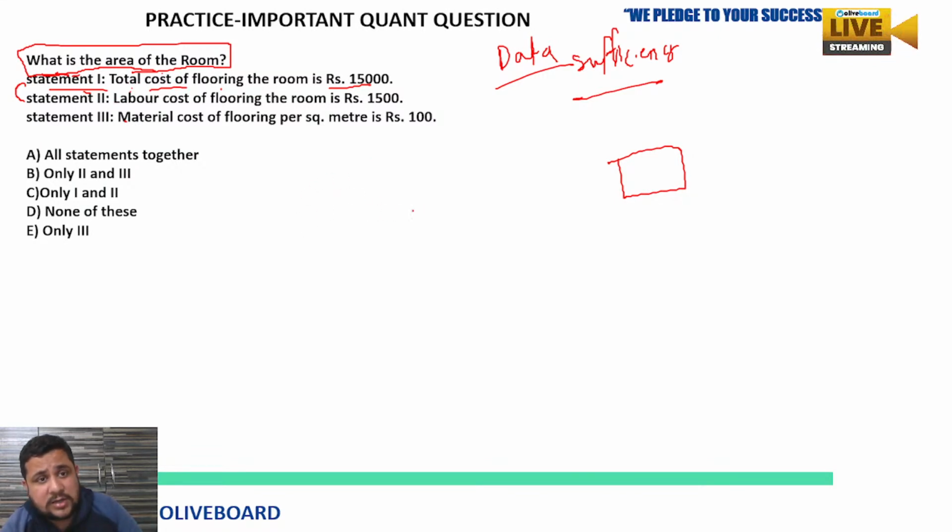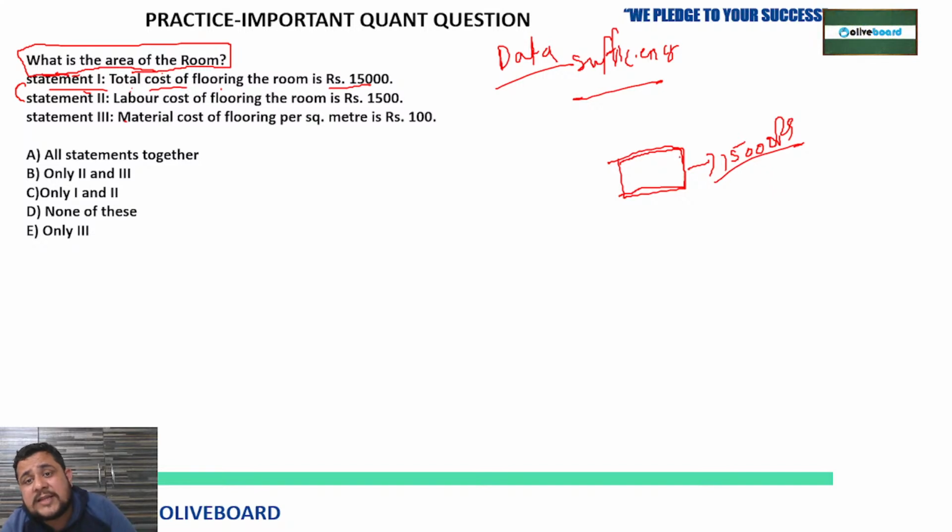So total cost of flooring. This is the room, you can assume, and this is the floor of the room. So total cost here is 15,000 rupees. By this 15,000, can you tell me the area of that room? You will say no. So statement 1 alone is not enough to answer this question.